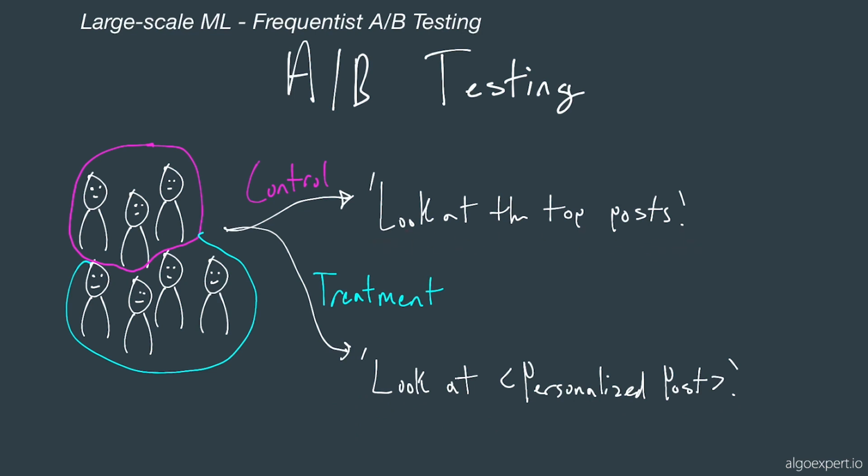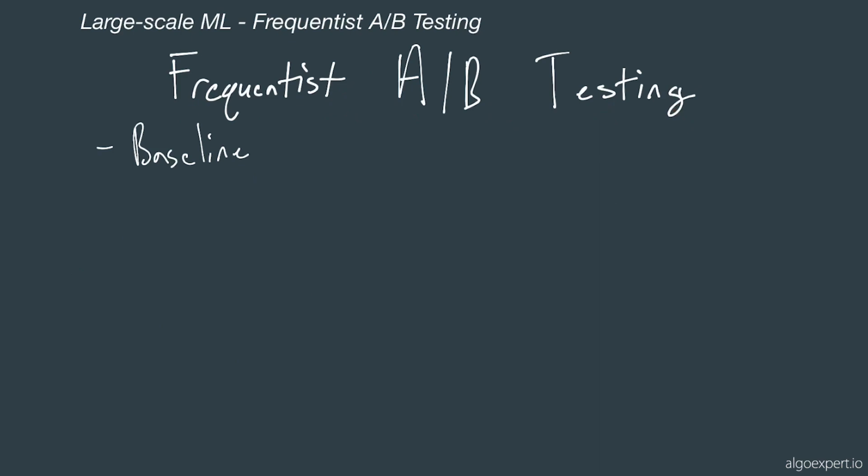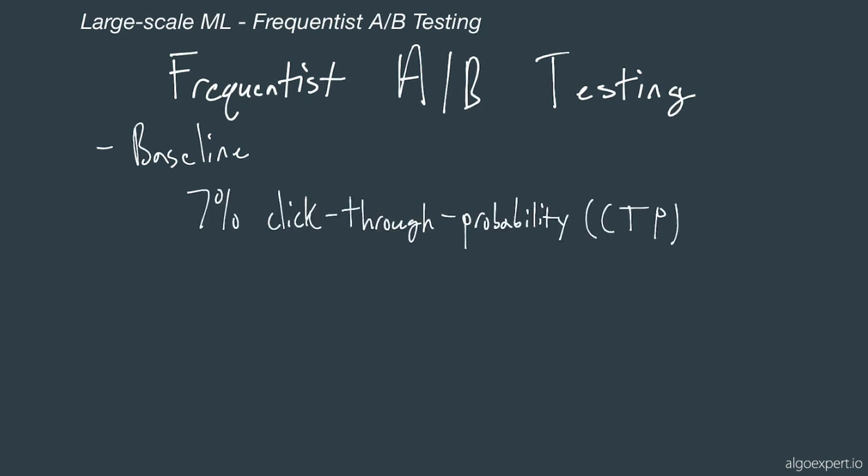There's several ways to do this, but in this video, we're going to go over the frequentist approach to A/B testing. In terms of being a frequentist, we need to have a baseline. So let's say that we sent out 100 push notifications just recommending the top posts, and let's say that 7% of the users clicked on or interacted with that push notification. So here, our click-through probability would be 7%. The baseline is what the current control experience offers in terms of some metric that we care about, and that's what we want to beat with any new treatment.